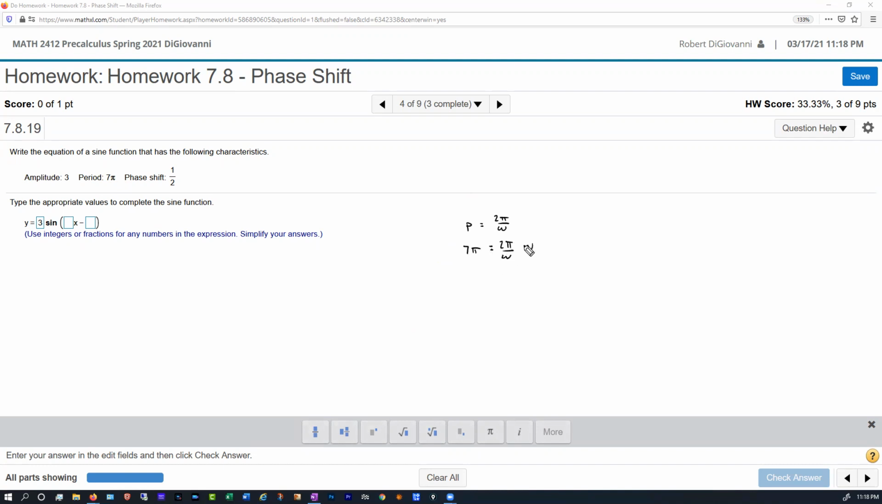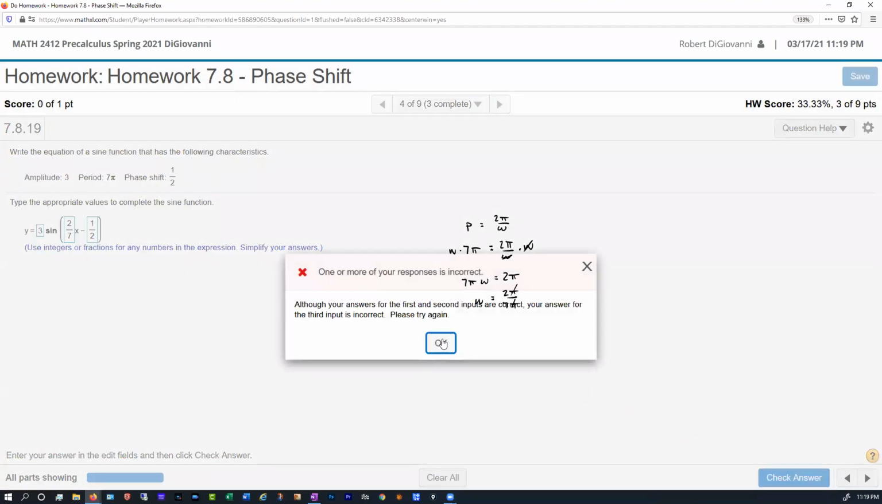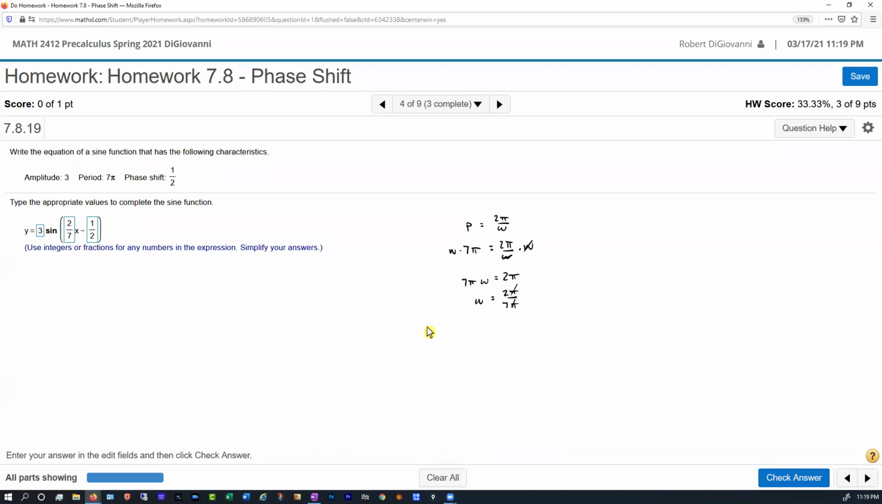So I'm going to multiply both sides by omega to get it out of the denominator. And now I have 7 pi times omega equals 2 pi. Then I divide both sides by 7 pi. Pi's cancel and you just get 2 over 7. So the number in front here should be 2 over 7. And then your phase shift is a half. Since there's a minus sign in the formula, I'm going to just go 1/2 there. That should do it. What? Hold on, I'm going to check it again because I want to see what is going on here.